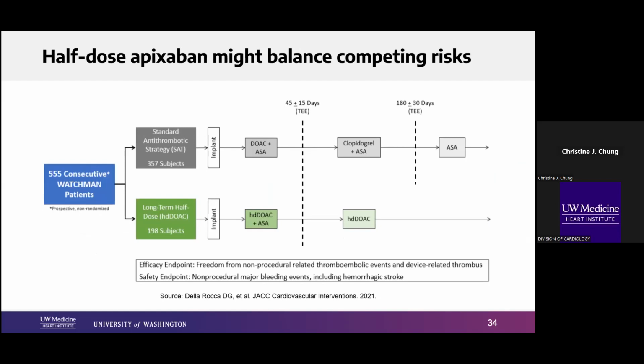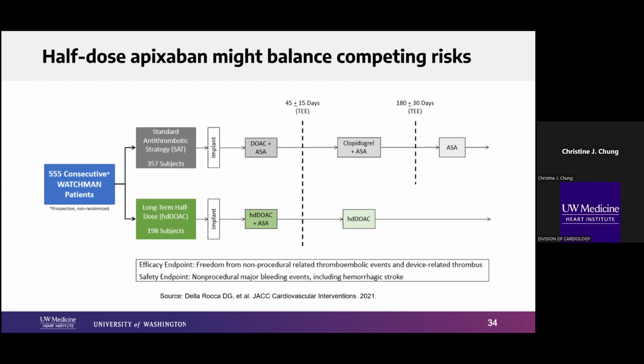In some patients, particularly those that are felt to be at such high risk of a bleeding complication that they are off of everything, there is a little bit of data that half-dose apixaban might be a way to kind of split that middle ground. So this is a prospective registry done out of a hospital in Texas where patients got the first generation Watchman device and then were treated at the physician's discretion with either a standard anticoagulant regimen, meaning 45 days, step down to 4.5 months of DAPT, and then down to aspirin, which is sort of the original regimen that was used in the pivotal trials of the first generation Watchman device, compared to half-dose apixaban.